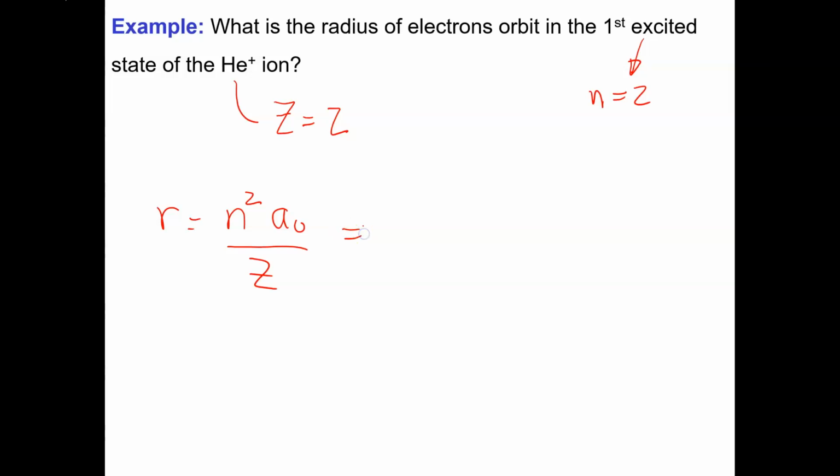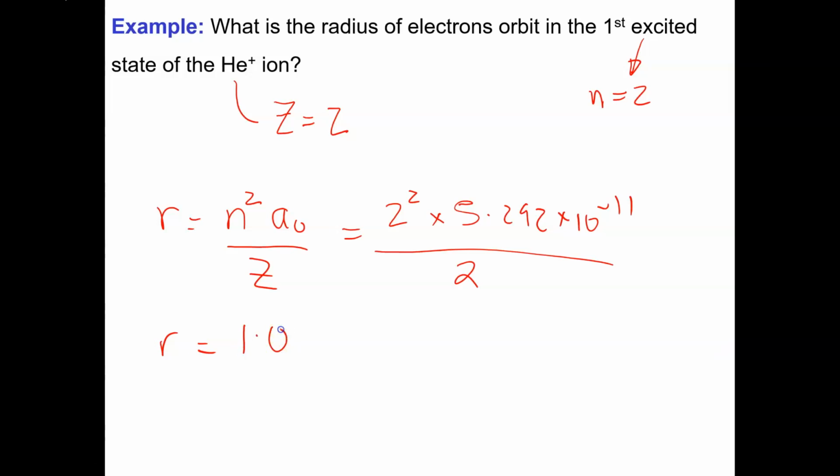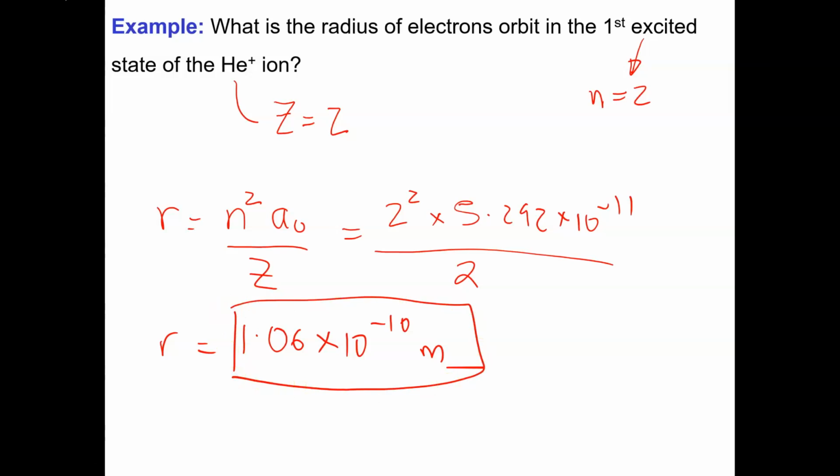and then we just have to put it in. So n was 2, so that's 2 squared, and then a naught is 5.292 times 10 to the minus 11, and then Z is 2. So I put that into my calculator, and I get 1.06 times 10 to the minus 10 meters. And that's reasonable because you might recall way back from Chemistry 161, we said that atoms have a radius of around about 10 to the minus 10 meters. So that's not too bad.